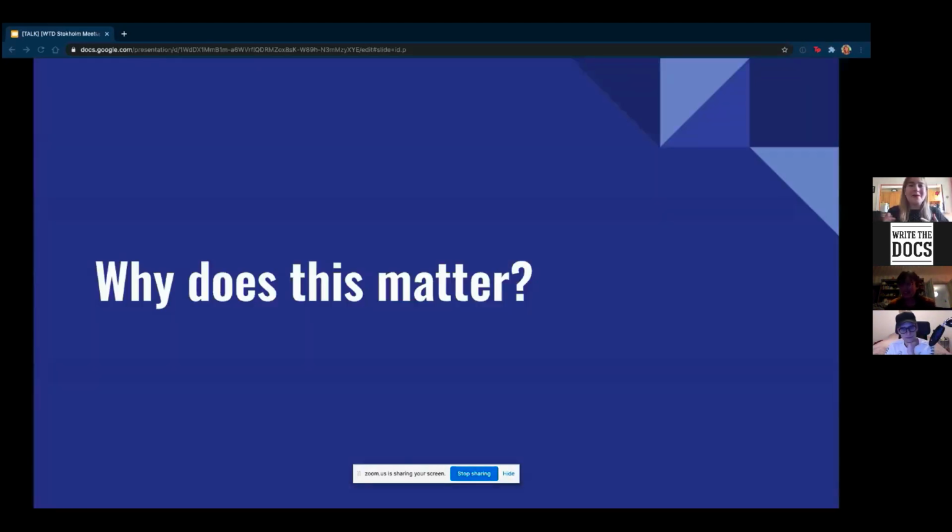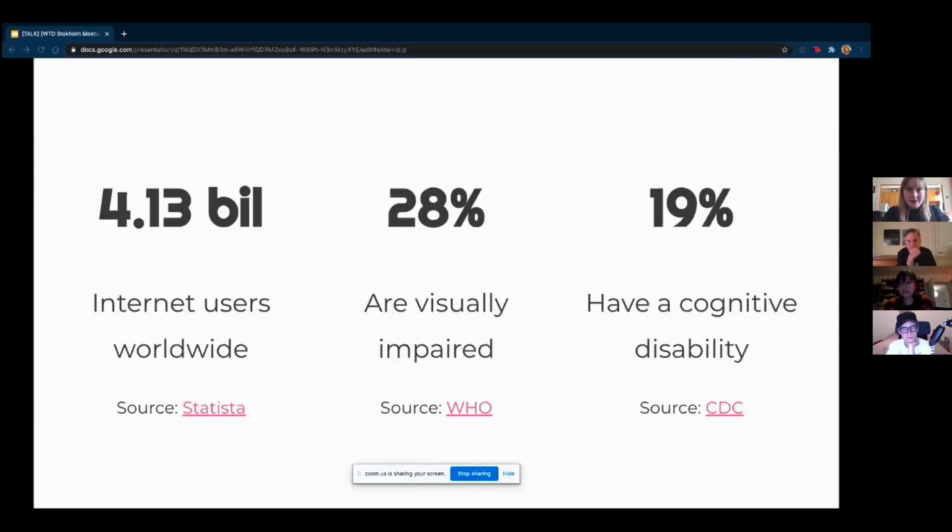So why does accessibility matter? Why are writers specifically responsible for accessibility? And why is it not just the engineers and designers? If you were at the Write the Docs Portland talk this year, or if you watched the video, then you will be familiar with these statistics.